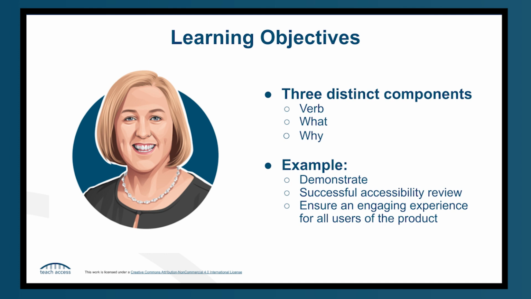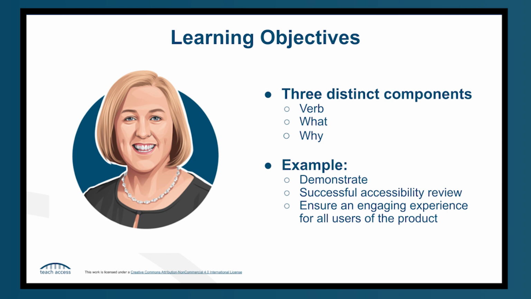Now, we'll move on to the final part of a lesson objective, the why of what the student will do. You'll need to relate why the ability to successfully review a product for accessibility is important. In my example, the why is to provide an engaging experience for all users of the product.